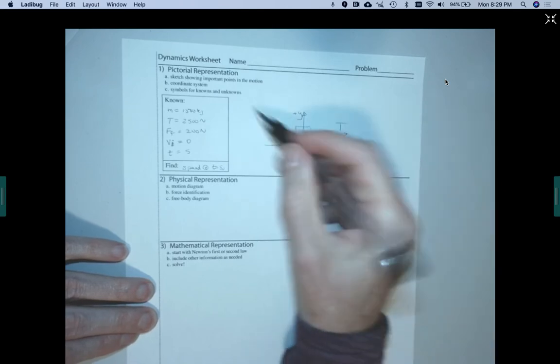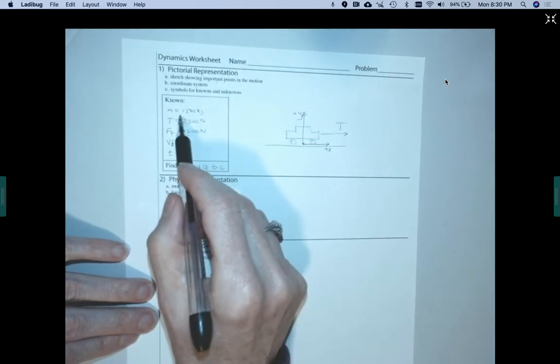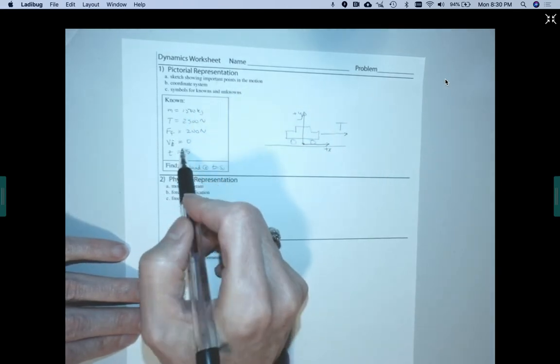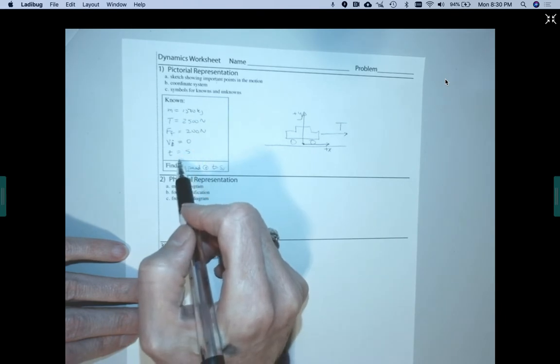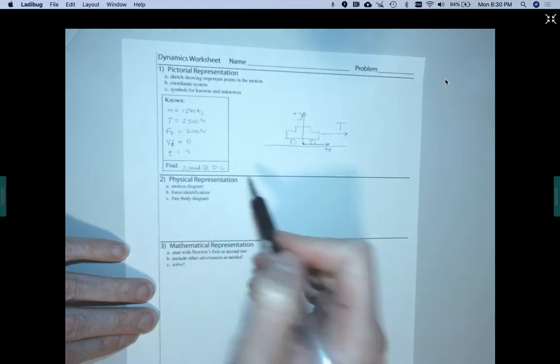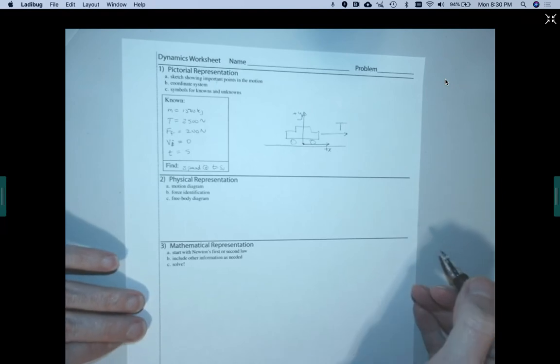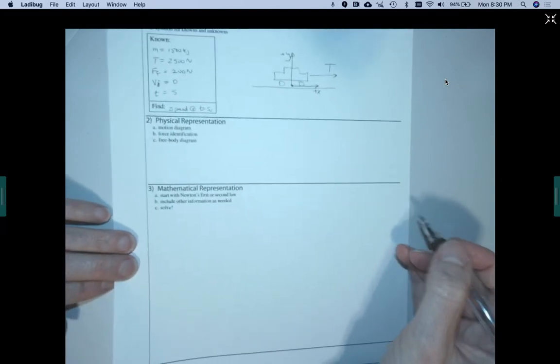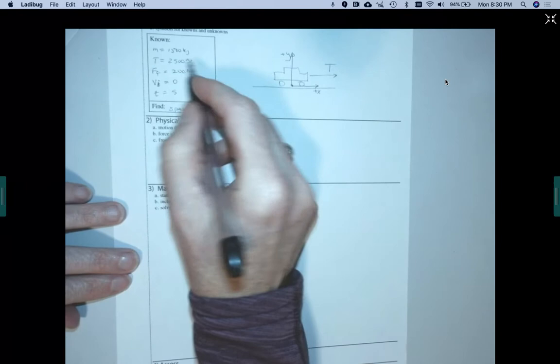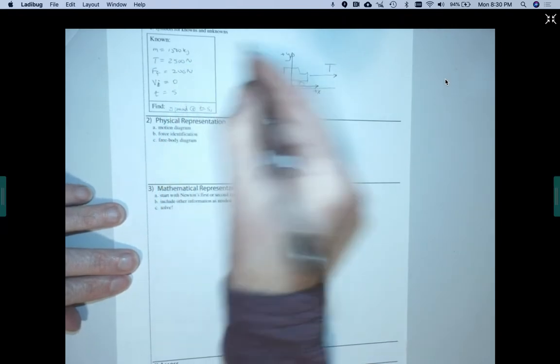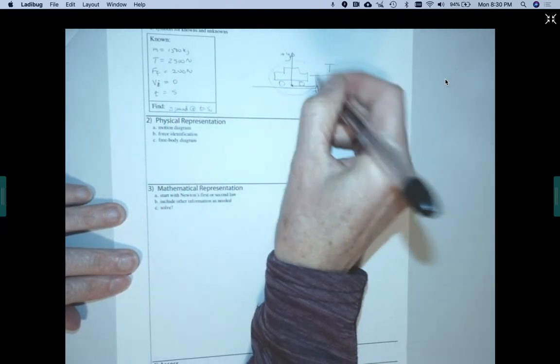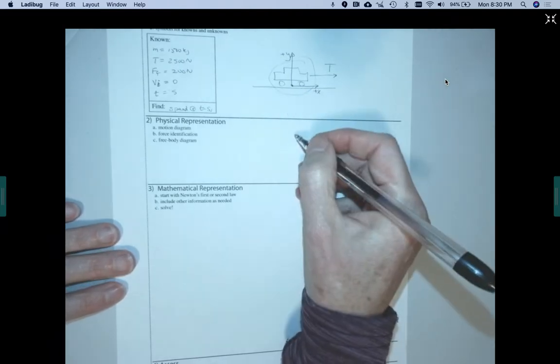Okay. We have our knowns here, right? The mass, we have tension, we have the force of friction, initial velocity 0, and then we need to find the speed at 5 seconds. So we know the tension is greater than the force of friction. But let's look at our free body diagram first.